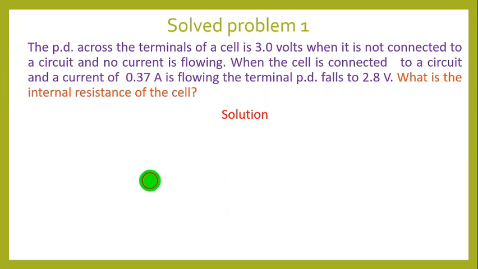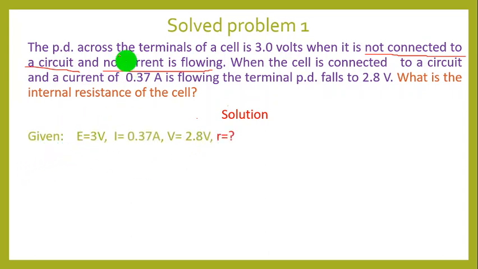So to understand this one, let's take it one after the other. The potential difference across the terminal of a cell is 3 volts when it is not connected to a circuit. That shows that no current is flowing, which is a very key point to take note of here. Remember from the previous explanation that when no current is flowing, or when you have an open circuit, the voltage you are measuring is what we refer to as EMF, meaning that the electromotive force in this question equals 3 volts.